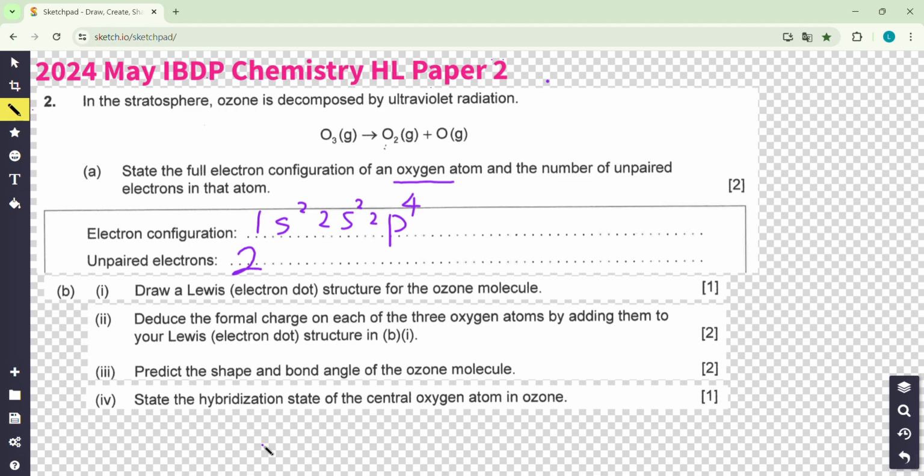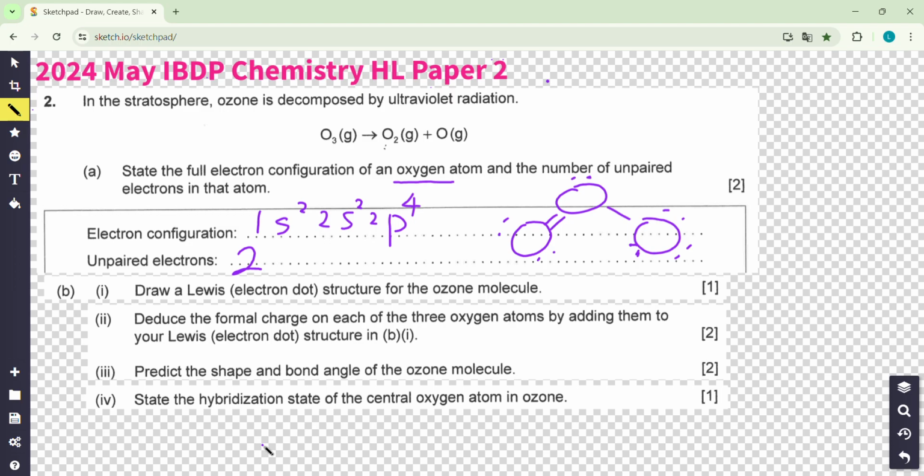Okay, draw a Lewis structure of the ozone molecule. You need the textbook problem. You need to remember ozone. Okay, ozone: double bond, single bond. Actually, resonance structure, right? And then two here, and then 6. Textbook problem you have to remember.